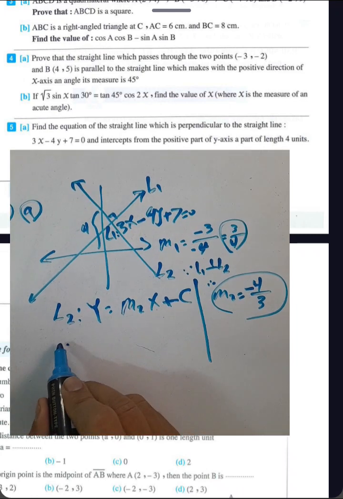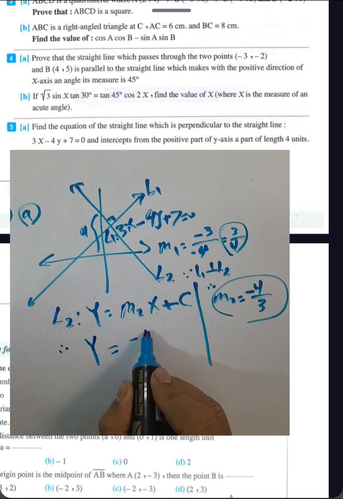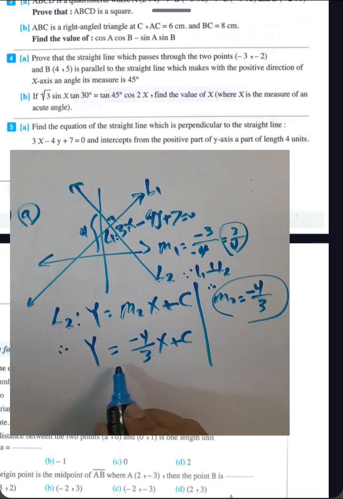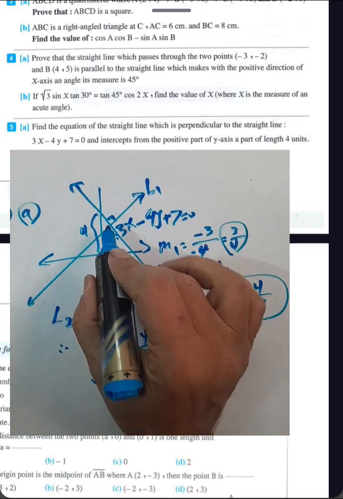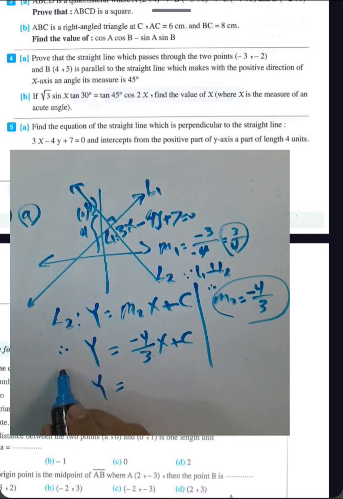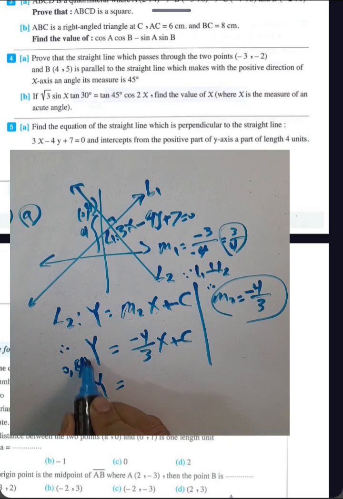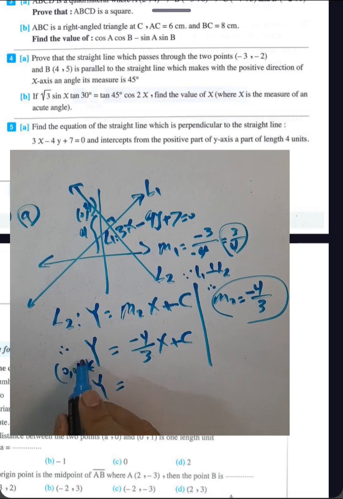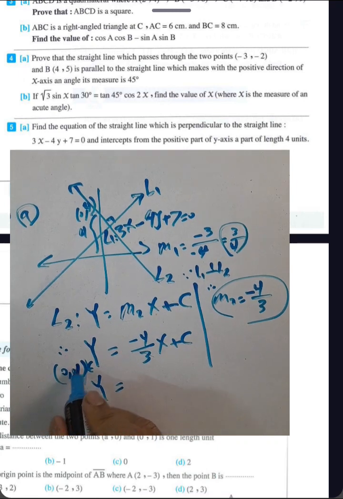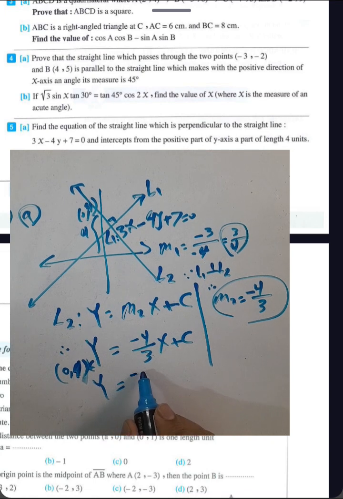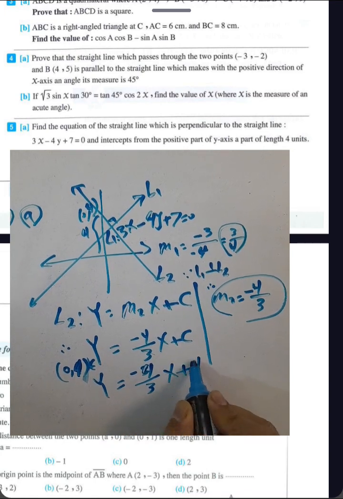Okay, then the equation here will be negative 4 over 3x plus constant. And they give us this straight line passing through the point 0 and 4 because it cuts 0 and 4. Then this point falls on this straight line. Put c equal 4, then y equal negative 4 over 3x plus 4.